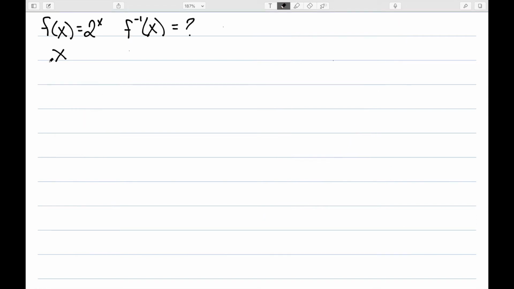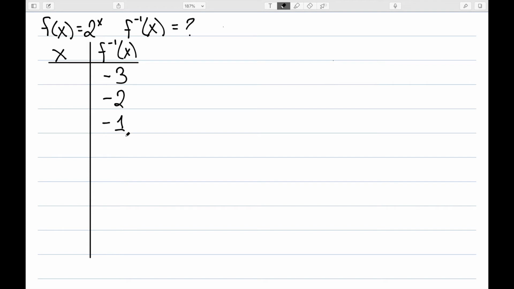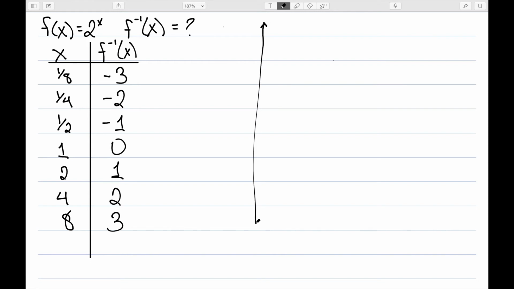I want to start by looking at the graph of f inverse. And we can do that using the graph of f. What we had for x is now going to be our y values. And the corresponding y values are going to be our new x values. So essentially, I can use the table that I did previously and just flip the columns. And then I have the table for the graph.